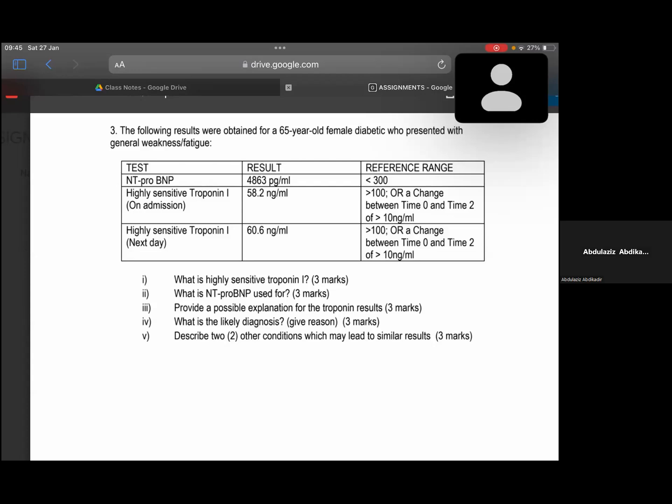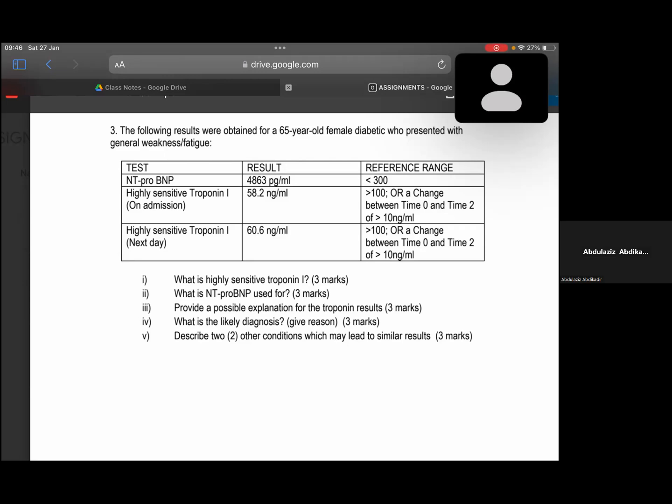That's good. Also, what is the likely diagnosis? Minor infarcts give reason. The highly sensitive troponin is there. It was found, even though it has not reached the lower range to call it an MI, but there's a minor infarct.